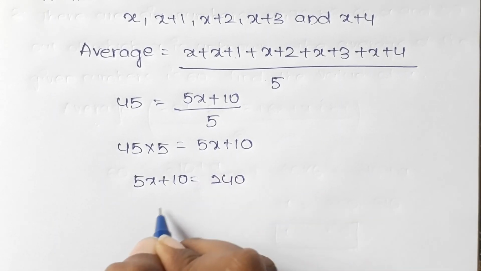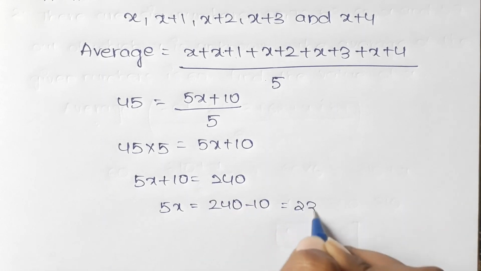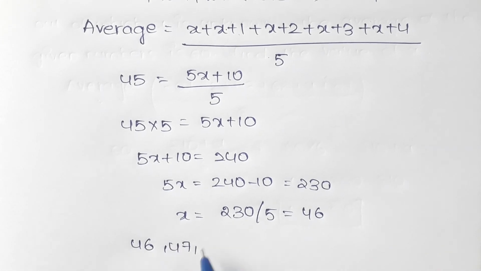5x plus 10 equals 240. And now 5x equals 240 minus 10, that is 230. Finally x equals 230 divided by 5, that is x equals 46. If we know the x value, now we can find all the consecutive terms, that is 46, plus 1 is 47, 47 plus 1 is 48, and 48 plus 1 is 49, and these are the required numbers.